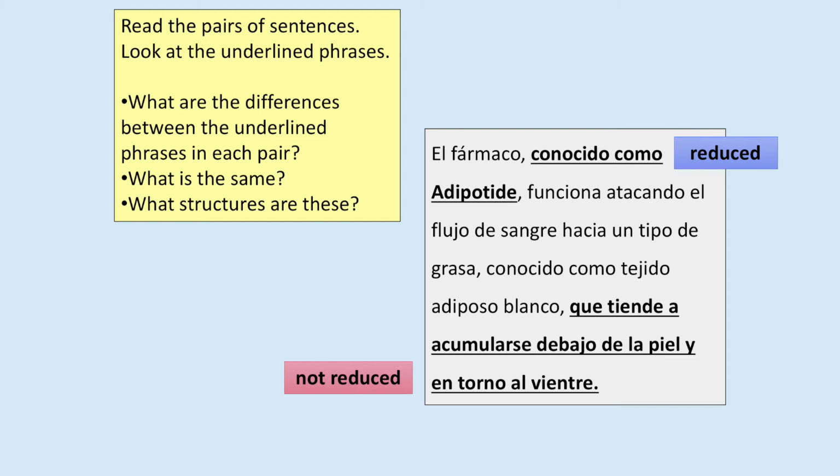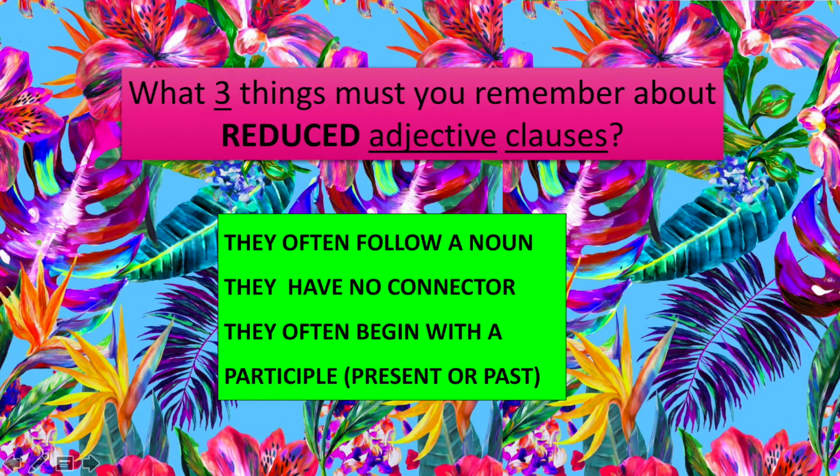If you want more examples in Spanish sentences, there are more examples on the PowerPoint for today. The 3 things that you must remember about reduced adjective clauses are that they often follow a noun, they have no connector, and they often begin with a participle, either present or past.